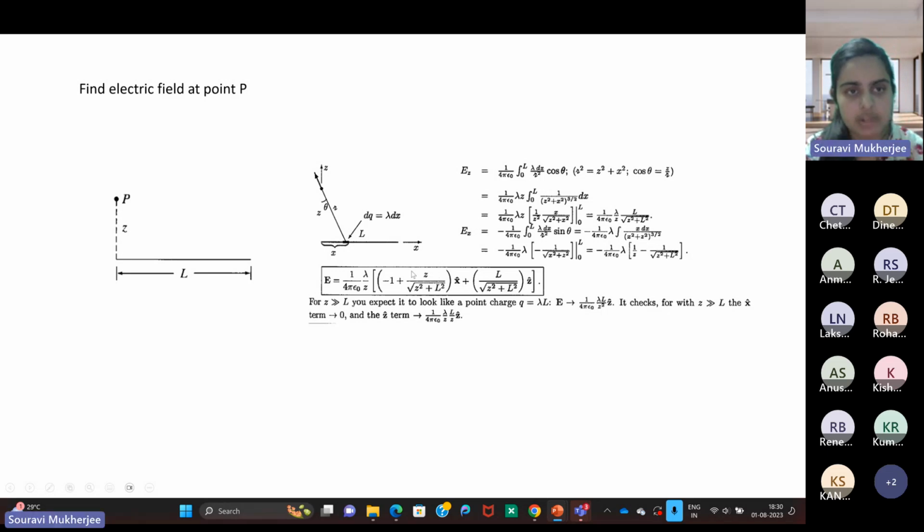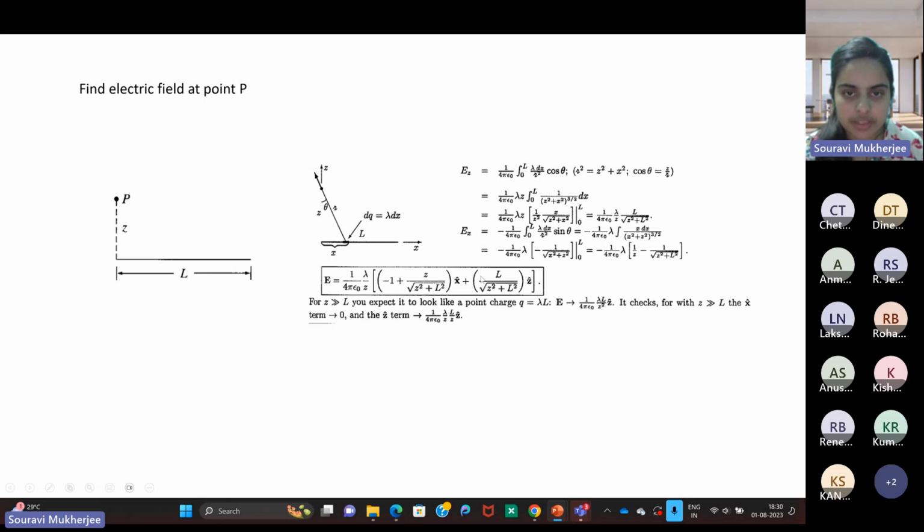When you are doing this kind of derivation, it's important to always check whether it's correct or not. How do you check that? You check that by going to some limiting value. Suppose you consider that your z is much, much larger than L. What do you expect? Then this entire thing should look like a point charge, a point charge with an effective charge of lambda into the total length. So what should be the field then? It should be something like 1 by 4 pi epsilon 0 lambda capital L by z square. So in the limit of z much, much greater than L, this expression should look like this.